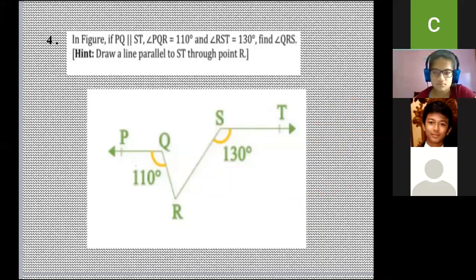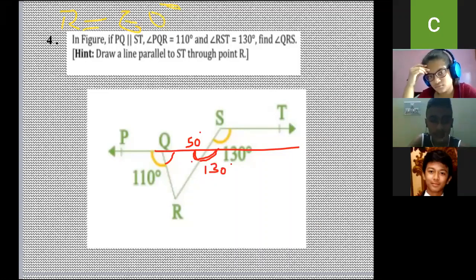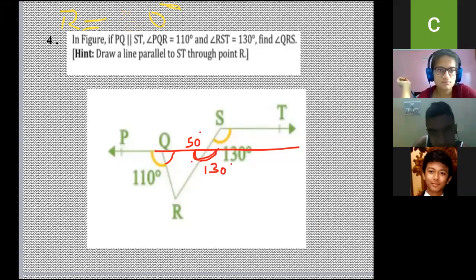Let me clear this. Once again, I'll write it. This is 130 according to us, and this is 50 degrees. Now, how to find this angle? Ma'am, I did not get how you got 50 degrees. Dear, when you observe these two angles, what are they? They are adjacent angles, and they sum up to 180 degrees by linear pair axiom. So one is 130 degrees, the other one will be 180 minus 130, which gives 50 degrees. Yes, ma'am, I got it.